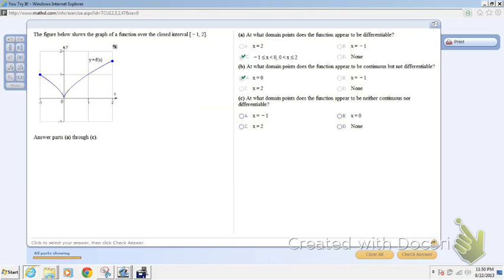And it says, at what domain points does the function appear to be neither continuous nor differentiable? So I don't see any breaks in continuity. That means, like, if I'm tracing along this with my pencil, I don't have to lift my pencil up. And that's it. So very short podcast for that one.